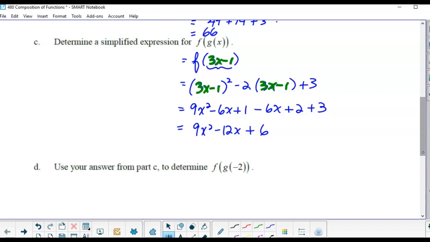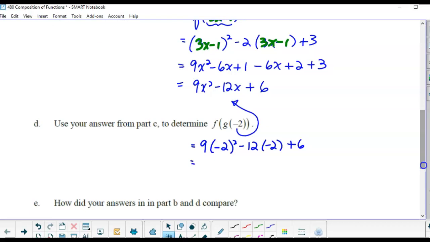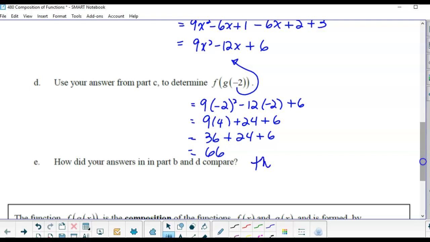So that means we've already found f of g of x, so now we replace every x here with negative 2. So this is going to equal 9 times negative 2 squared minus 12 times negative 2 plus 6. So 9 times 4 plus 24 plus 6 is 66. Okay, how did your answers compare? They were the same.